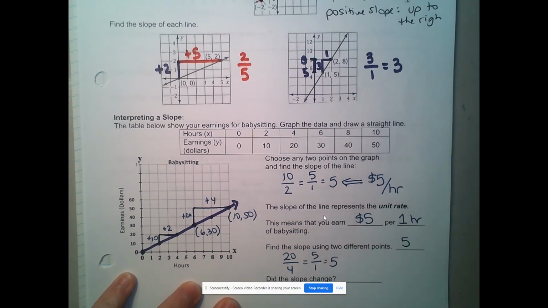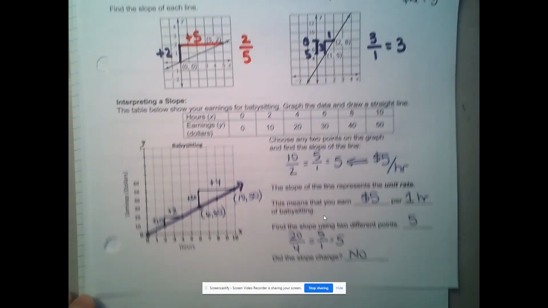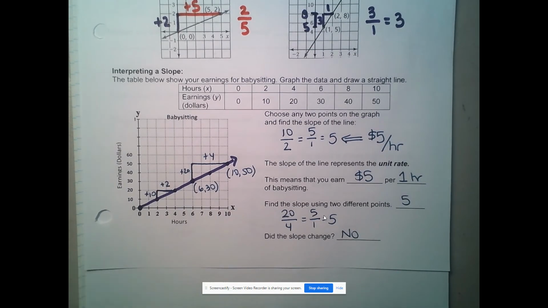So did the slope change? No. Did the angle of the line change? Did the line all of a sudden get steeper? Did the line all of a sudden curve? No, nothing strange or unique happened. So the slope of the line stays the same between any 2 points on the line because there's a constant rate of change. Every time I work 1 more hour, $5 more. 1 more hour, $5 more.